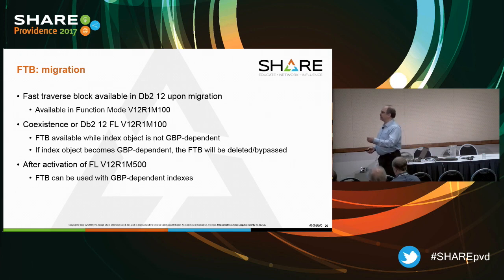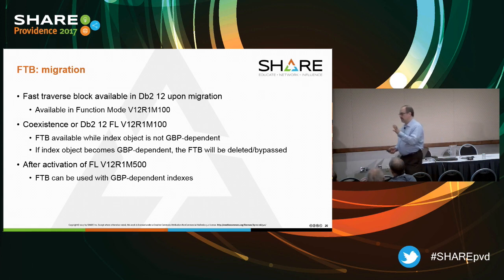When you migrate to version 12, fast traverse blocks are available in V12R1M100. So right after you migrate, if you don't turn it off, Db2 will start tracking this and looking for candidates to allocate in FTBs. If you're one of the data sharing shops in here, you can use FTBs unless your index is group buffer pool dependent. At that point, we'll stop using the FTB. Once you go to V12R1M500 or beyond, then we can use FTBs even with group buffer pool dependent indexes.